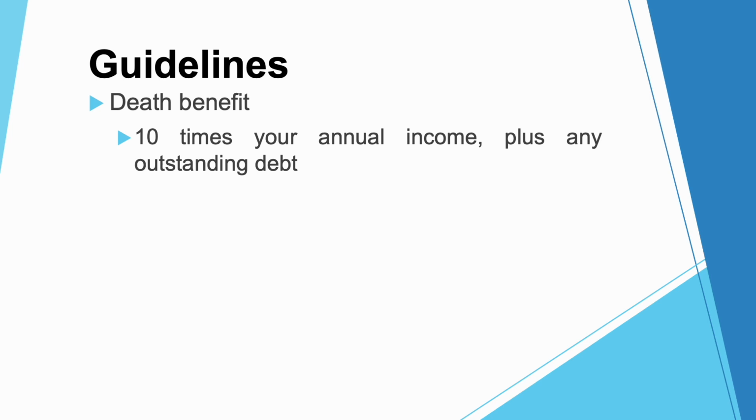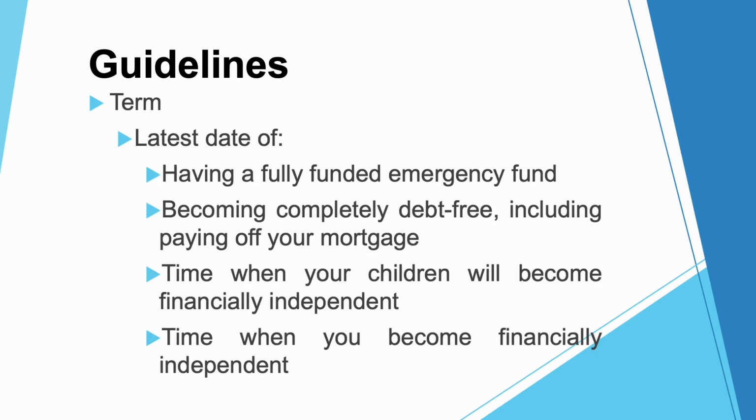I recommend that the death benefit be 10 times your annual income plus any outstanding debt. As for the term, I recommend that the end of the term is the latest date of having a fully funded emergency fund, becoming completely debt-free, including paying off your mortgage, the time when your children will become financially independent, and the time when you become financially independent.